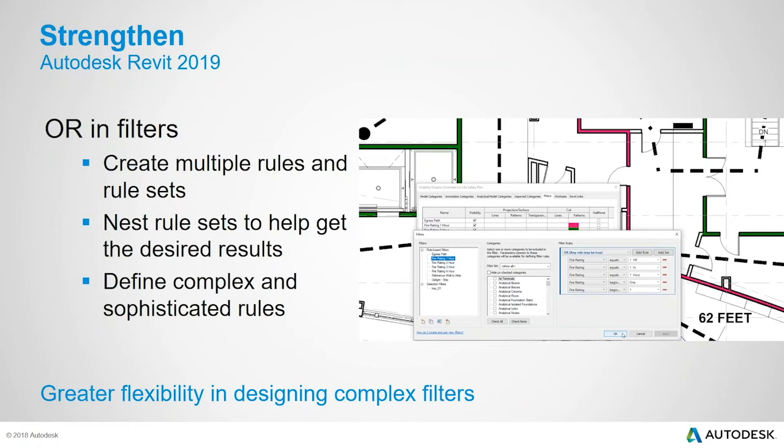With Revit 2019, you can use OR conditions in addition to AND conditions when creating view filters that identify elements based on parameter values, creating multiple rules and rule sets and nesting rule sets to help get the desired results from the model. This improvement enables you to define complex, sophisticated rules that identify elements based on categories and parameter values. Apply these filters to views to change the visibility or graphic display of the identified elements.